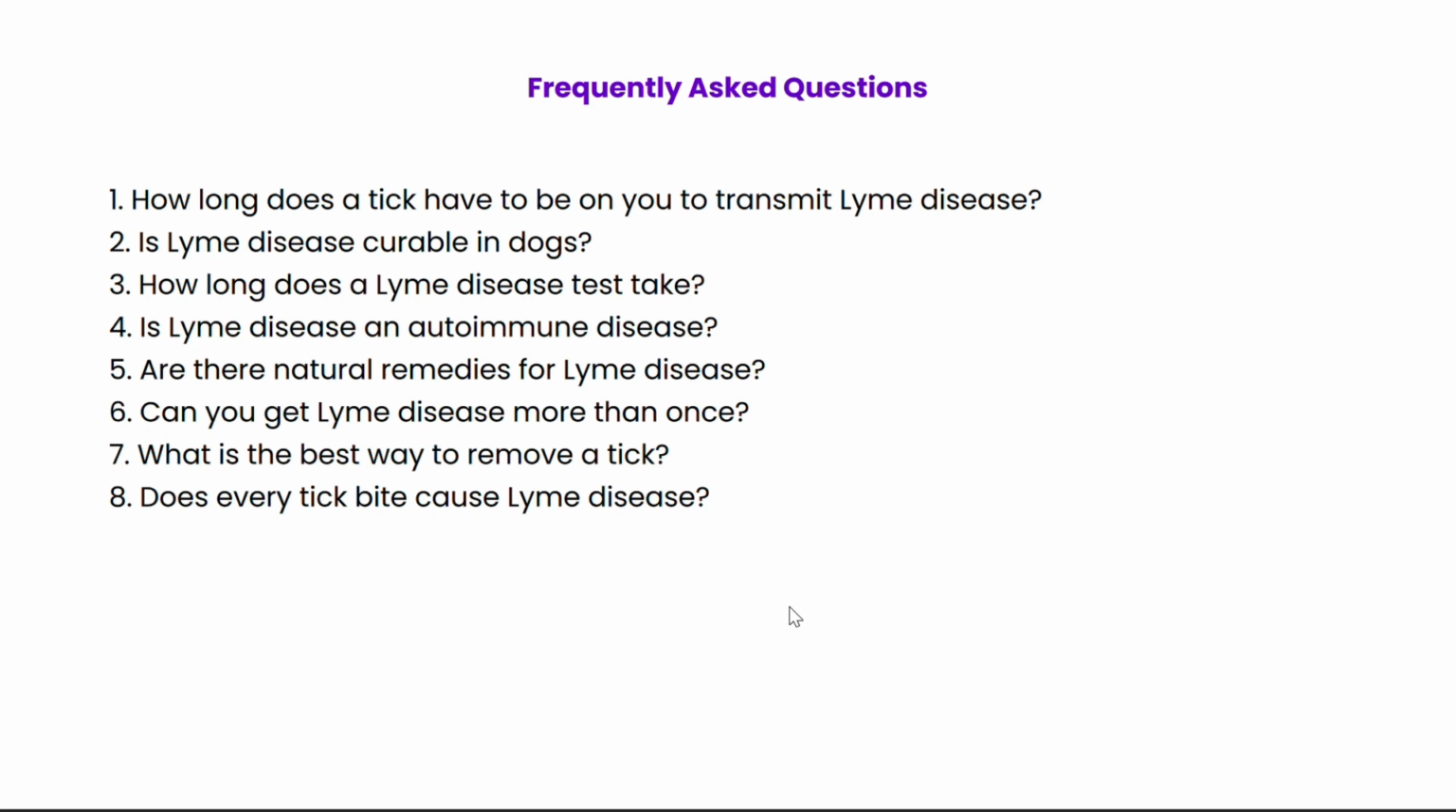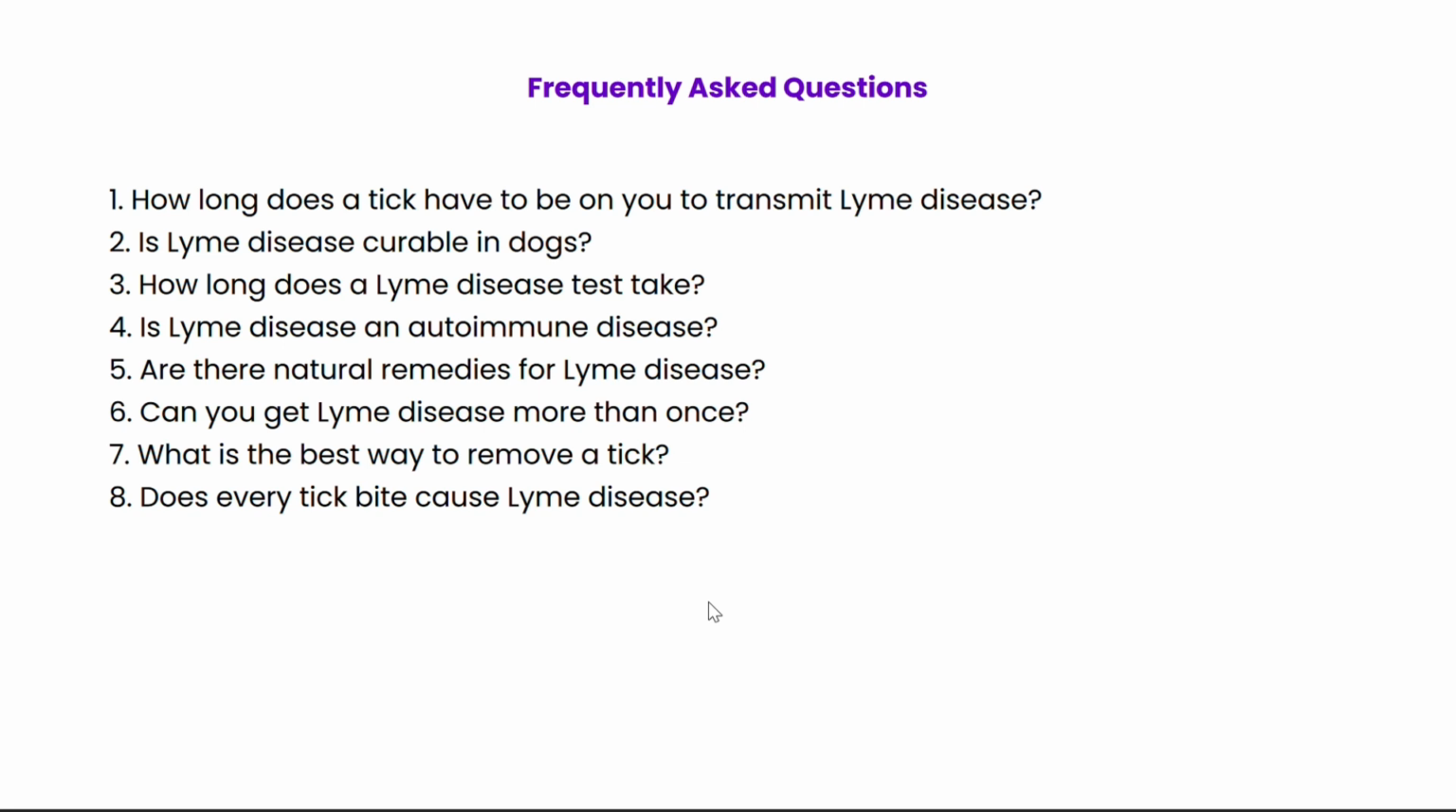confirm the diagnosis. A more complex question is, is Lyme disease an autoimmune disease? Lyme disease itself is not primarily classified as an autoimmune disease, which is when your immune system attacks your own body's tissues. However, in some cases, Lyme disease can trigger autoimmune responses, which a patient may experience, and the symptoms may persist for a longer period of time.